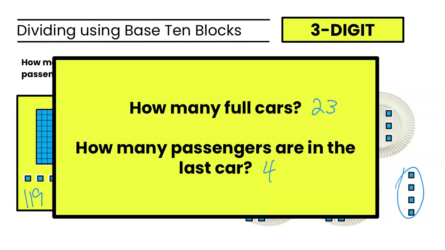119 what? That's right, 119 passengers. So that means when we were unable to sort the remaining 4 equally into the 5 groups, those leftovers represented passengers that would have to get a 24th car in order to be transported successfully.